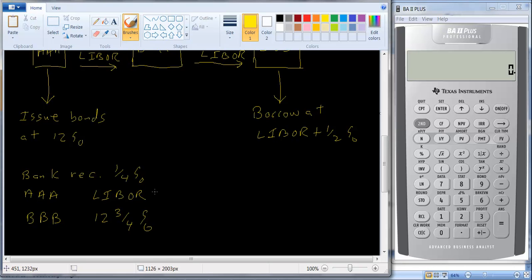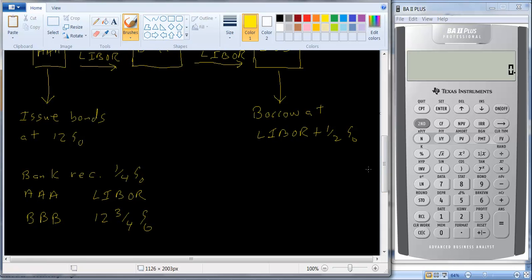The bank made 1/4%. AAA saved 1/4% on their short-term borrowing or their floating rate borrowing, and BBB saved 1/4% on their fixed rate or long-term borrowing. So everybody's better off. We didn't have to divide it up so that everybody got exactly the same. Okay, we did so here, but you could have had the case where the bank took even less and A and B split the difference. You could have had it where the bank took a little more and A and B got a little bit less. You could have done it a lot of ways.